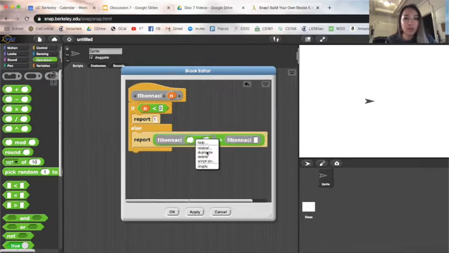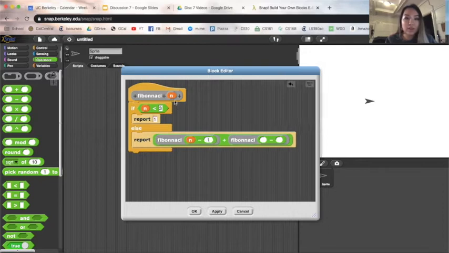Of n minus 1 and n minus 2. And so that is our Fibonacci function.